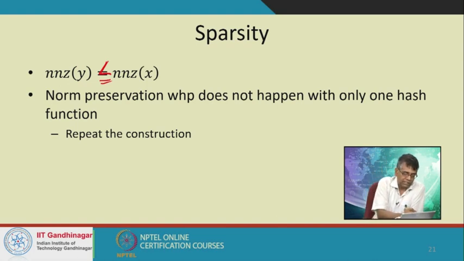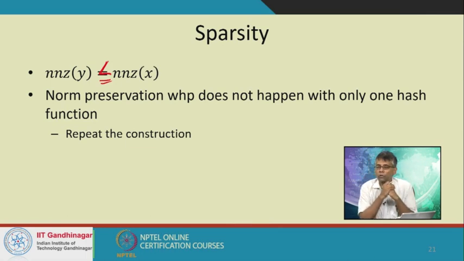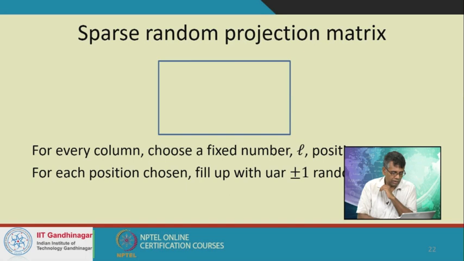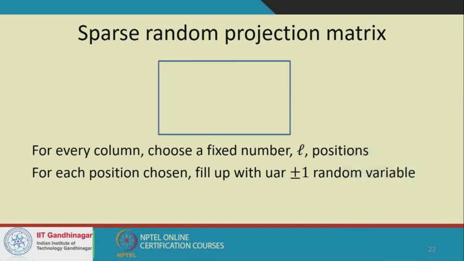So now the question is, does the norm of y equal the norm of x? Again, we're not going to go into why not, but just convince yourself, think about this a bit. What we can claim is that norm preservation does not really happen if there's only one hash function. So we need to repeat this construction. I'll just tell you what the construction is, and we'll refresh this in the next class.